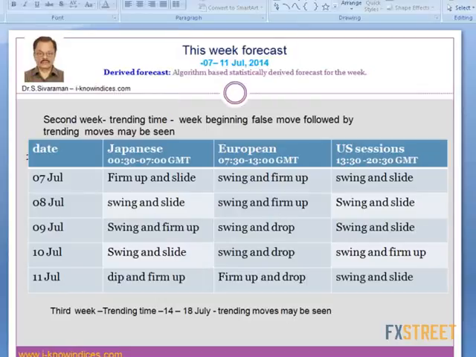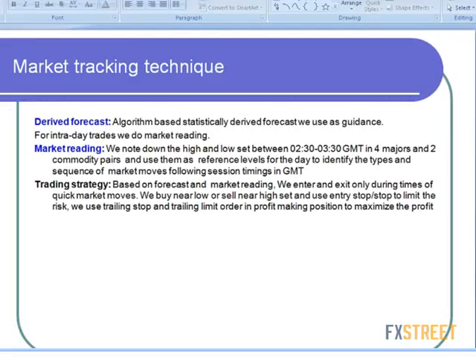So first of all, we look into the forecast and identify what sort of trade we can do. Then we find it in the forecast with the help of the market reading technique. So what is the market reading technique?